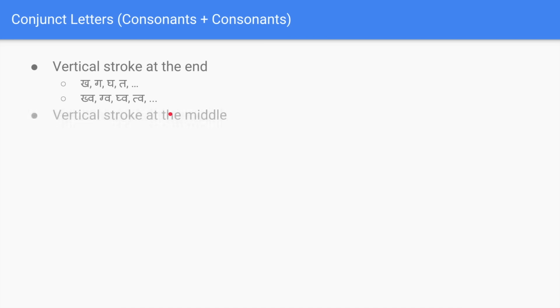Similarly, the next rule is vertical stroke in the middle. The examples are ka and pa. Here, the vertical stroke will not get cancelled. Instead, the part which is after the vertical stroke will be replaced by the next letter. Example: kva.